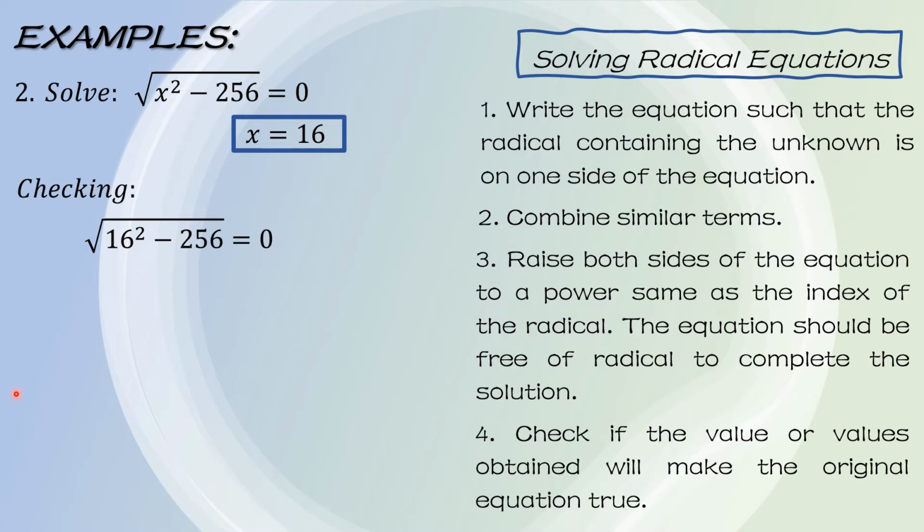The square root of 16 squared or 16 squared is 256. So this will become square root of 256 minus 256 equals 0. And then i-subtract natin yung nasa loob ng radical sign. Square root of 0 equals 0. The square root of 0 is 0. So 0 equals 0 is correct.